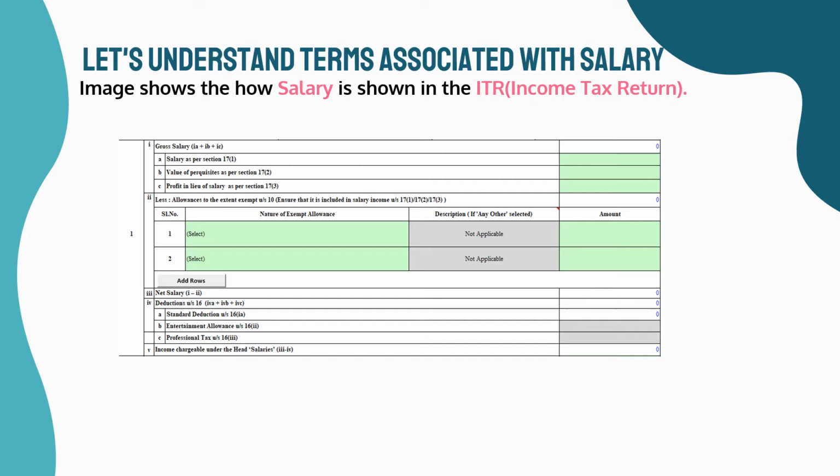Let's understand terms associated with salary. It is necessary to understand them as they are used in filling income tax return forms. The image shows how salary is shown in the ITR.